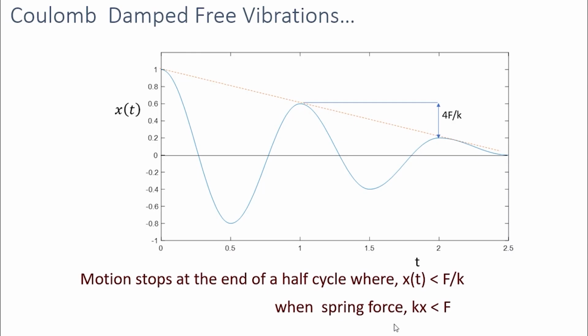In another way, we can say that the body stops moving when the spring force, that is k multiplied by x, is less than the friction force. To continue the motion of the body, we need a spring force greater than the friction force. The spring force should overcome the friction. Then only the body will move. So if the spring force is less than the friction force, the body will stop moving.